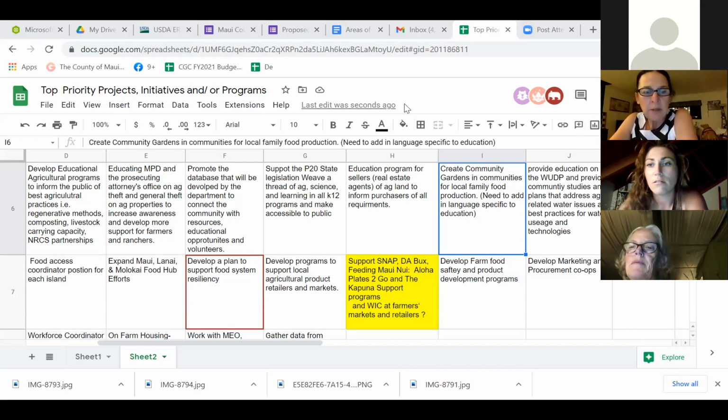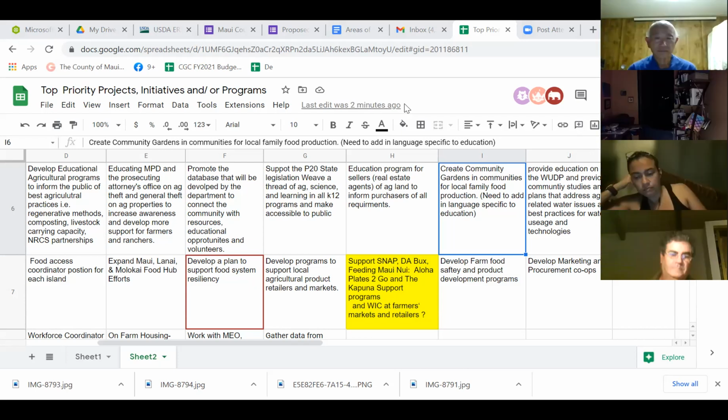I agree with that. That sounds fine. Jennifer, can we go back to H, please? Yes. Education program for sellers, real estate agents of ag land to inform purchasers of all requirements.